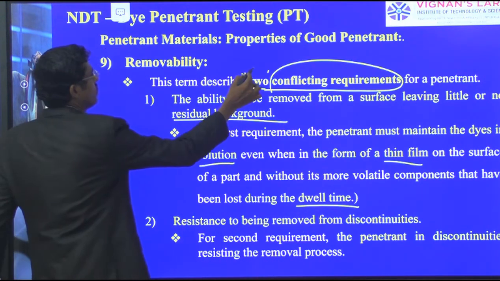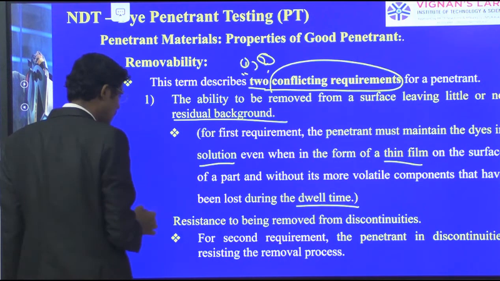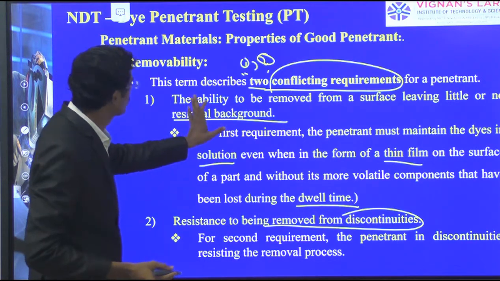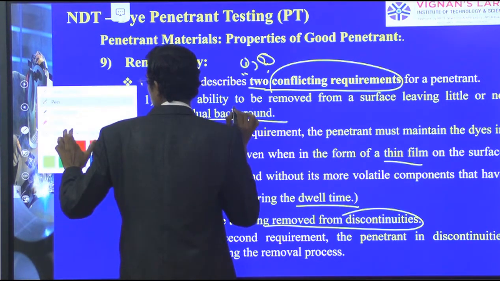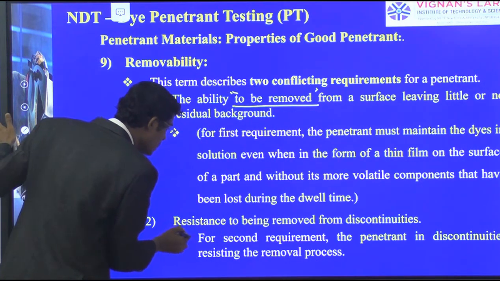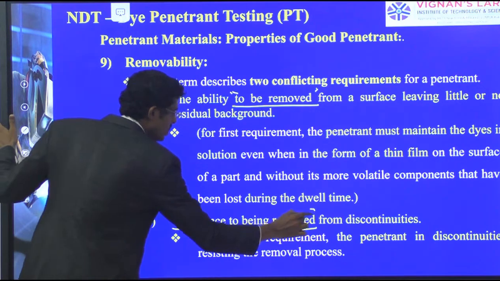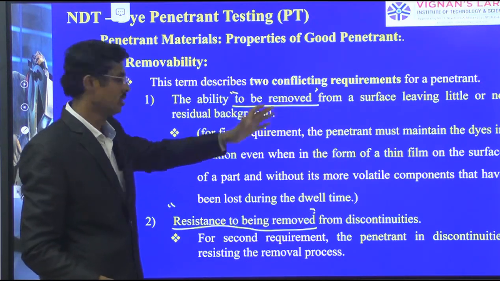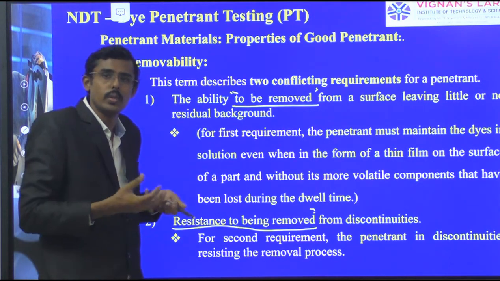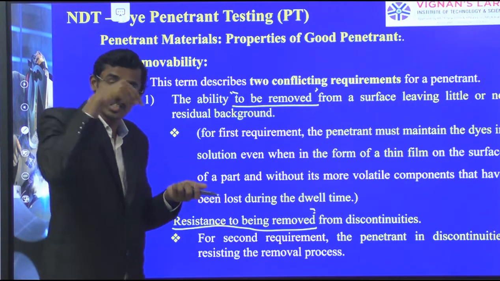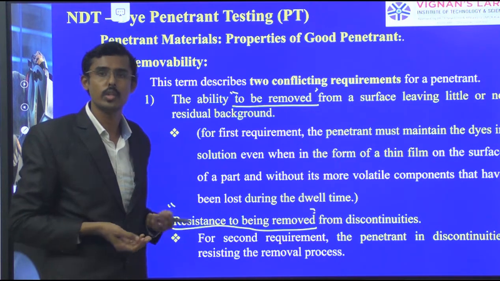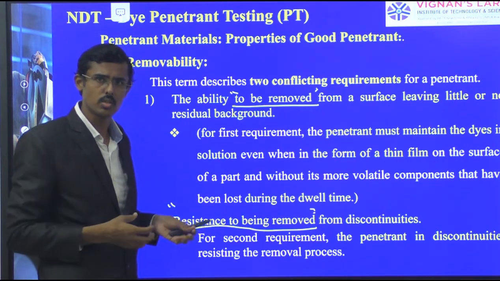That is the first, and now the second: resistance to being removed from the discontinuities. The first one is to be removed; the second one is resistance to being removed. It should be removed easily, yet have resistance to removal, because if everything goes out, then what will be the resistance? If the material in the penetrant itself is going out, then with which penetrant are we going to inspect? So there should be some stickiness.